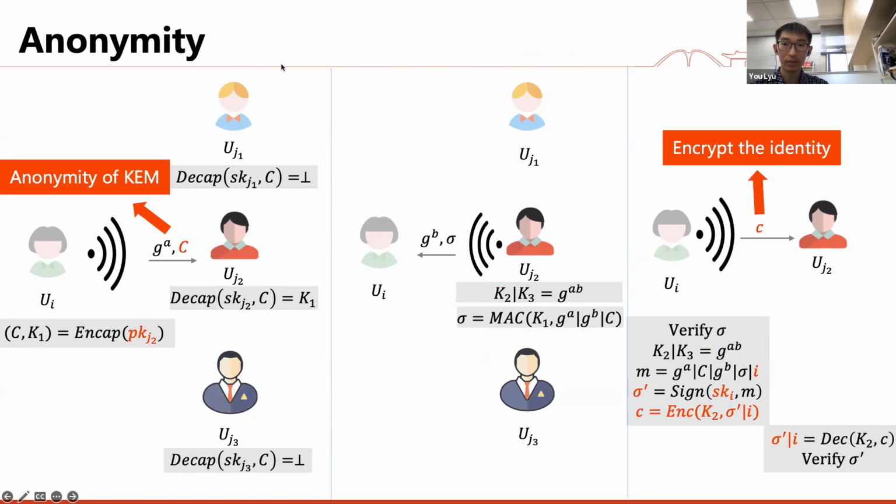Now we discuss the anonymity of our construction. The initiator's identity information is only contained in the third round message, and this message is encrypted by the Diffie-Hellman key, so it is protected well. The responder's identity is only contained in the first round message. And due to the anonymity of CAM, the adversary cannot know which public key the ciphertext C is encrypted under.